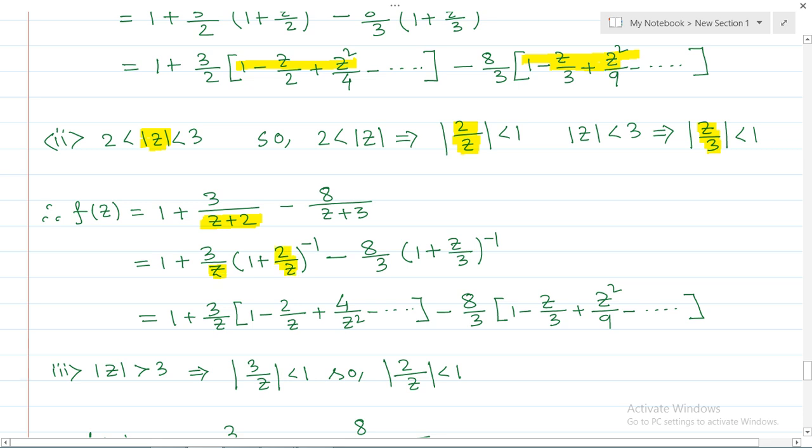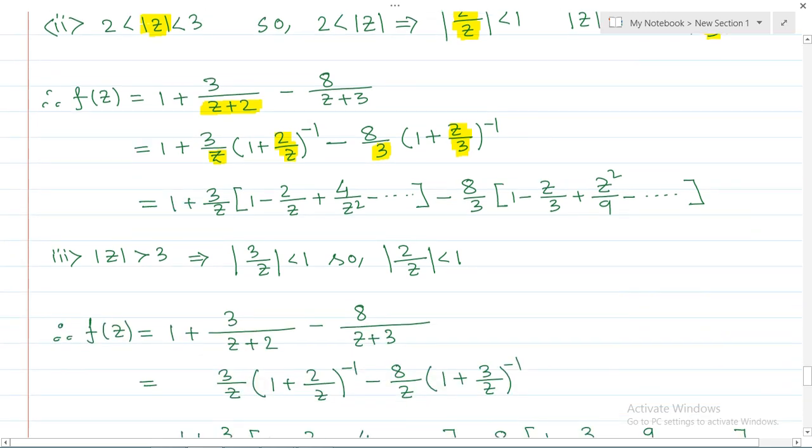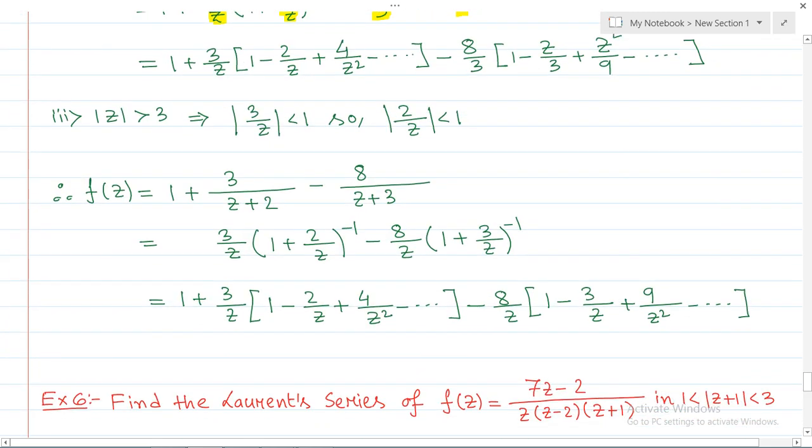And how to get this z by 3 concept? Take 3 common. So if I take 3 common from the second term, we are having z by 3. Now the usual series expansion, (1 plus x) whole inverse, we have to apply. Similarly, we are having the third one, that is modulus of z is greater than 3. So modulus of z is greater than 3.